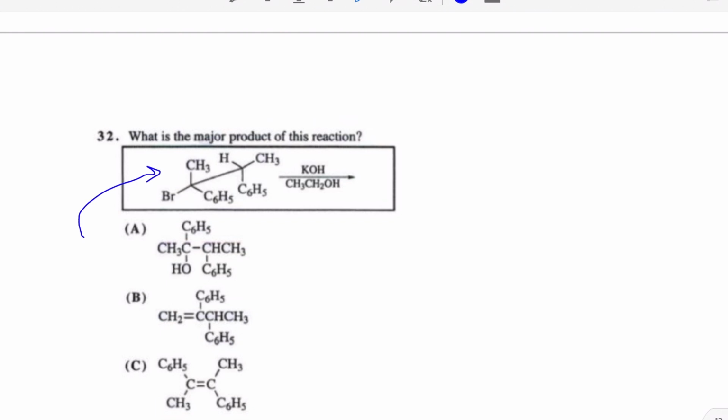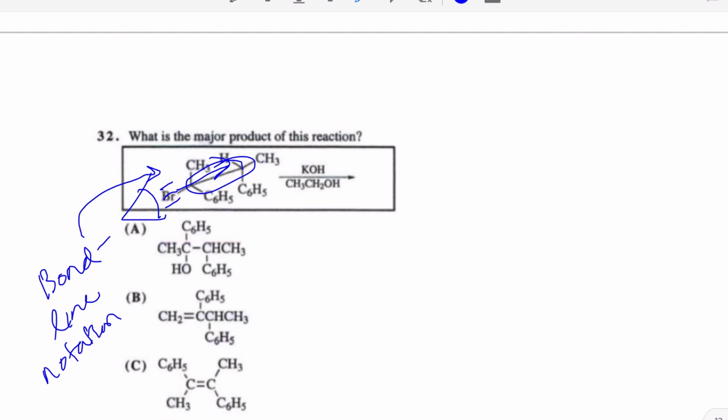written in bond line notation. So bond line notation is actually really helpful, and one reason it can be helpful is that it can easily be translated into a Newman projection. So if you were to look at this molecule from this direction, right down through that middle bond, that middle sigma bond, we can draw a Newman projection like this.